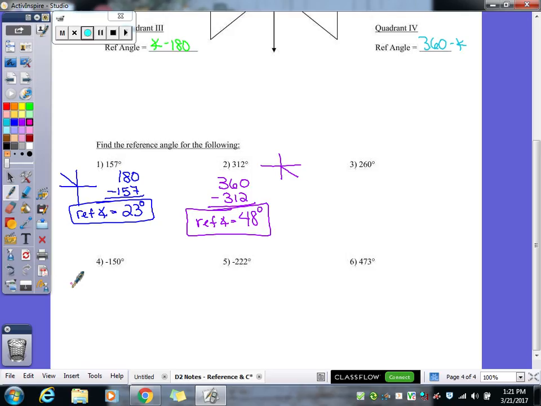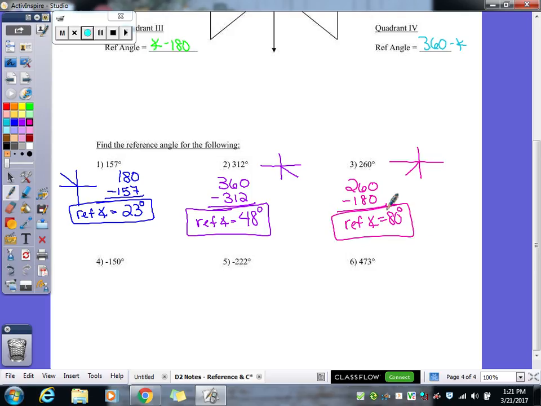All right, 260, which quadrant? Third. So our rule for the third is the angle minus 180. So what do we get for that? 80. So our reference angle is 80.